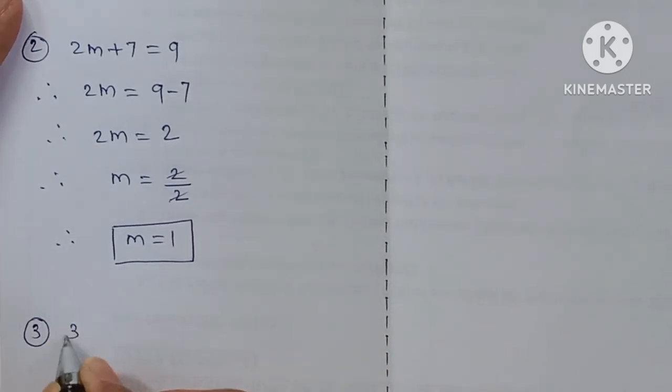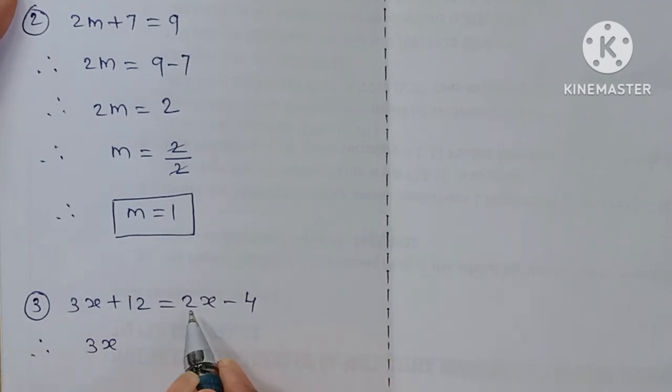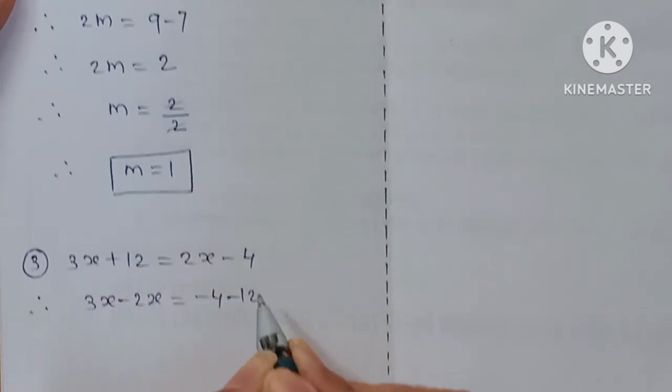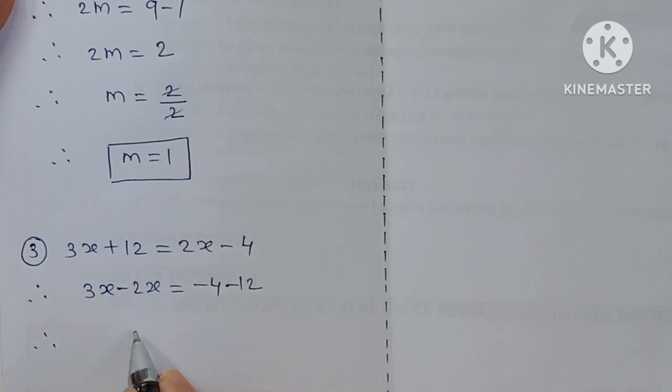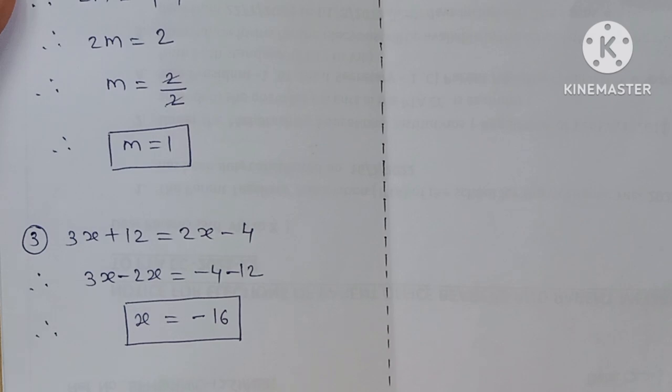Next, third one, 3x plus 12 is equal to 2x minus 4. This 3x as it is, you can take x on one side and numbers on another side. This 2x is positive here, it comes opposite side, minus 2x is equal to minus 4 as it is. Here 12 is plus, it goes to opposite side, minus 12. Now 3x minus 2x, only x, is equal to minus 4 minus 12. You can do the addition and give the minus sign. 12 plus 4, 16, and minus sign, minus 16. Therefore, x is equal to minus 16.